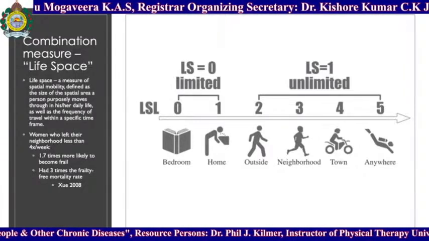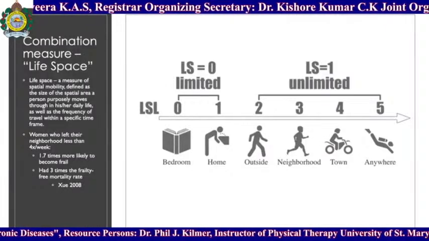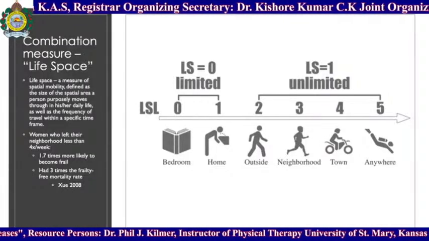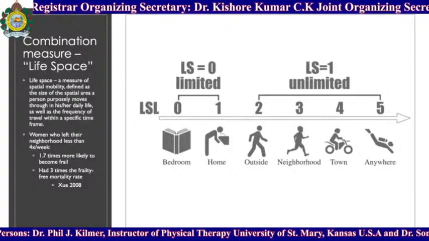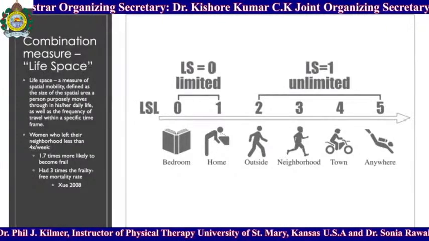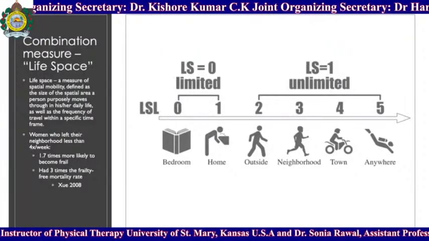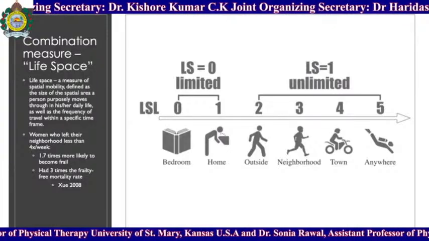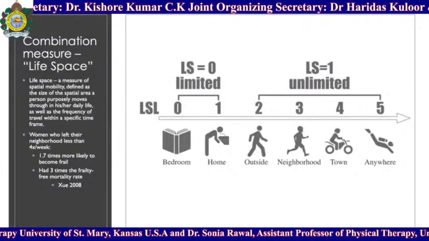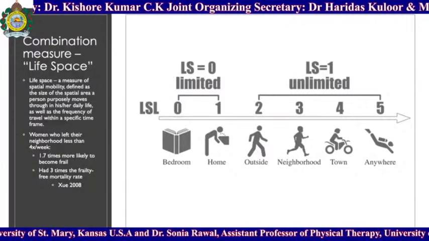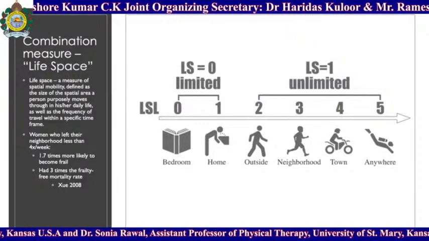The next level is the home. And then you're talking about the frequency of actually going outside the home, and then outside of the neighborhood, outside of the town, or going anywhere. So again, a rating of 5 would be someone who's completely unlimited in their life space. They don't really have any limitations of mobility or activity. While someone who is restricted to maybe just going outside their home a few times a week for short amounts of time, it's a good way to measure overall physical activity and overall limitations. So I really like to talk about a patient's life space.